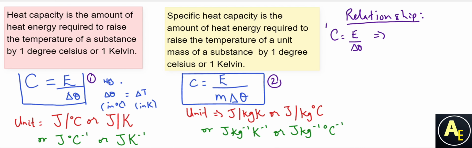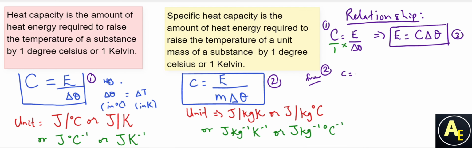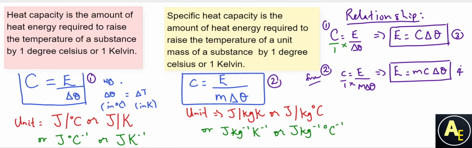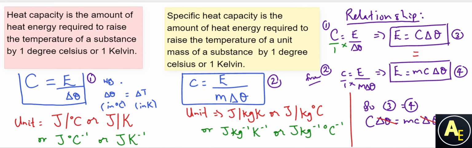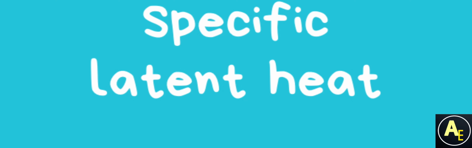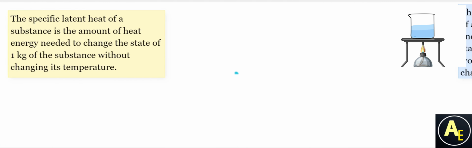But what is the relationship between heat capacity and specific heat capacity? Well, if we make energy the subject of the formula in both equations shown, we will get E equals C delta theta and E equals mc delta theta. Since both are equal to energy, we equate both equations. As a result of that, and by cancellation of the common term, heat capacity equals mass times specific heat capacity.